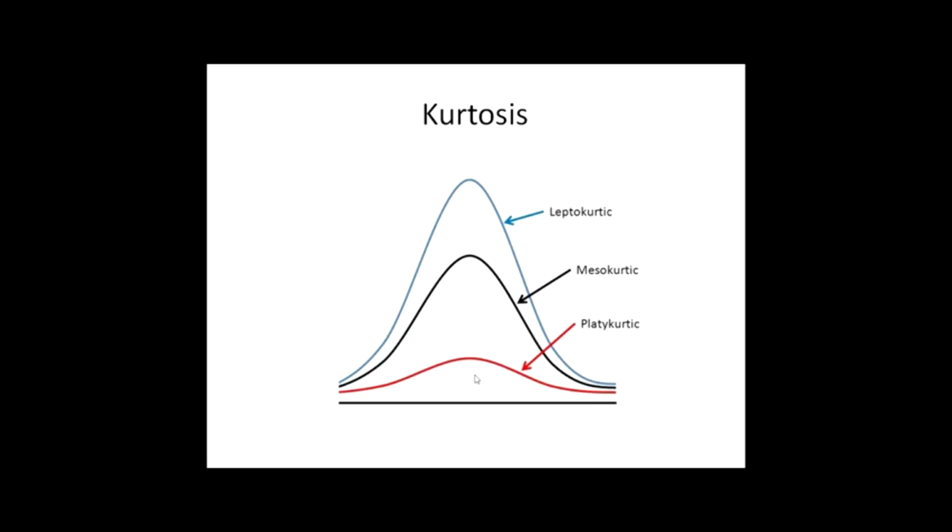Kurtosis. There is very little you need to know for kurtosis, but simply that if it's platykurtic, it means the data on the graph is very flat and fat, and there isn't a massive difference in the tails, as you can see here. If it's leptokurtic, it will be thin and pointed, and there'll be a big difference.